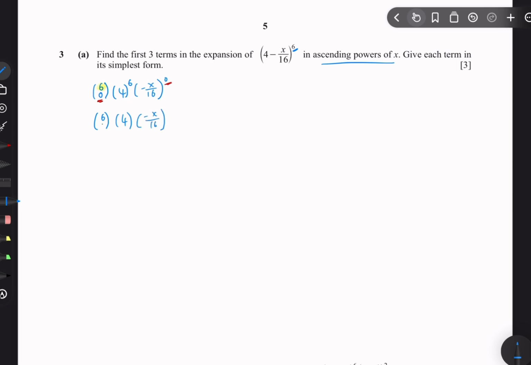Okay, so this value will be 1, because from the first to the second, this will always be increasing. And when this is 1, this power will be 1 because these two will be the same. And this power will be 5 because both of the powers must add up to be 6. Okay, and then using the same method, we can find the third one.